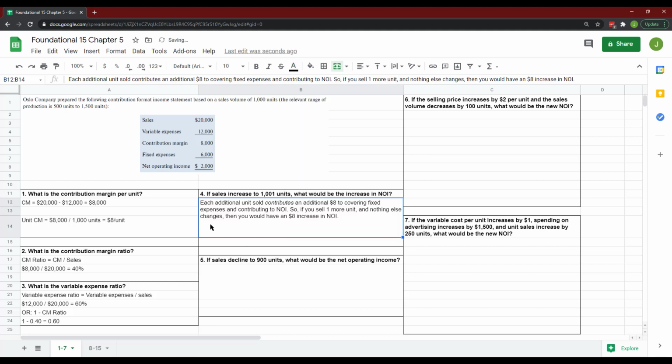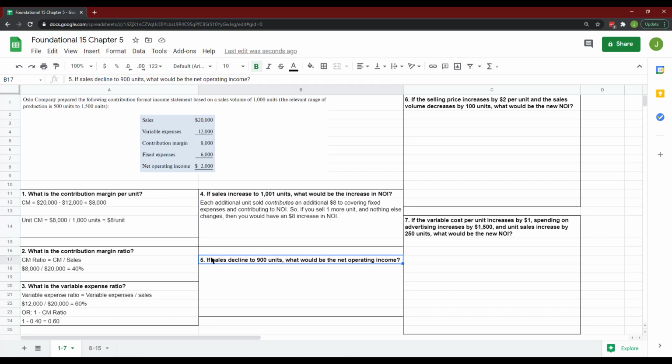Okay, so just remember, each additional unit sold contributes an additional $8, not only to contribution margin, but then to fixed expenses and net operating income, because those flow through to one another, right? So in this case, if it's just 1 unit increase, that's $8. Now we can also look at this, what if they were talking about a unit increase of 10? What if sales were to increase by 10 units? What's your increase in net operating income then? Well, if each unit contributes $8, 10 units more times $8 would give us $80 more, not only in contribution margin, but then in net operating income.